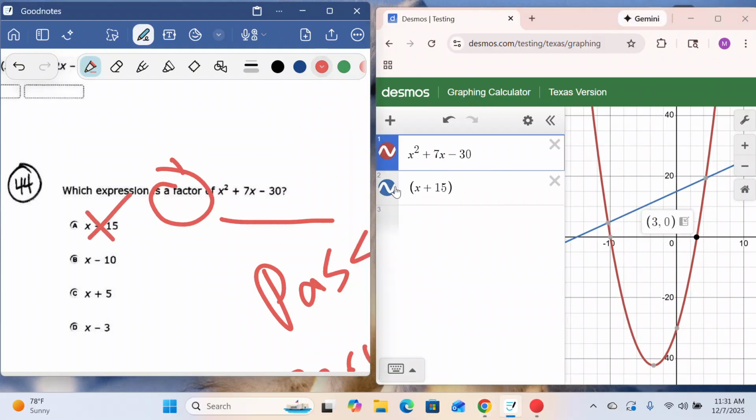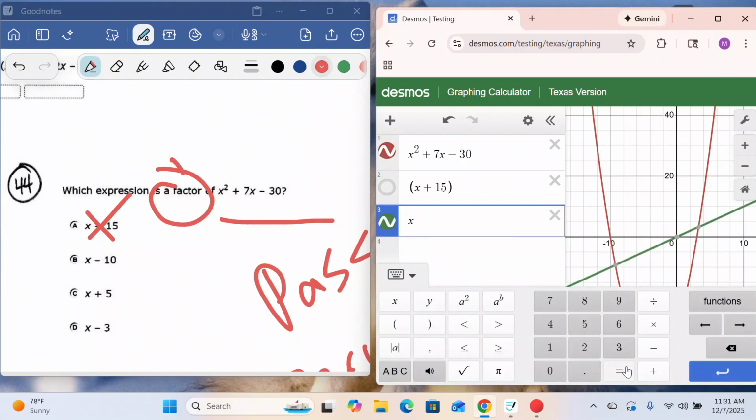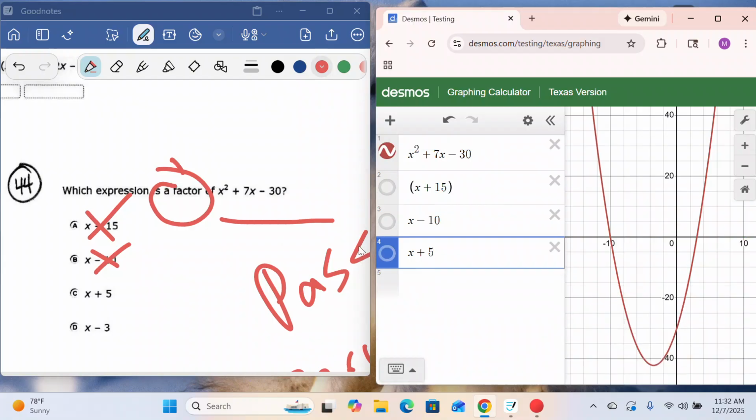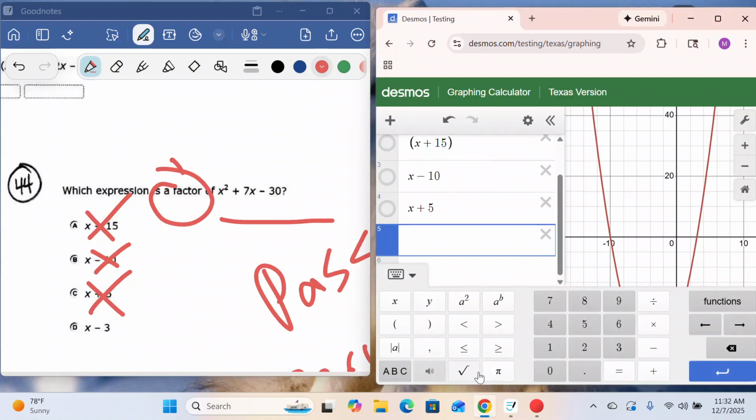So then I'm going to go ahead and take off the blue, and I'm going to input my next one. I know a lot of you want to put all of them in at the same time and check them at the end. Just don't get confused and make sure you leave the first one there. X minus 10, and it doesn't pass through our 0, so that is wrong. Then I go to my next one, and it is x plus 5. And I left this one here, and it does not pass through my 0. So I'm going to get rid of that one. I'm going to get rid of that one. And I'm going to input the last one, and it is x minus 3.